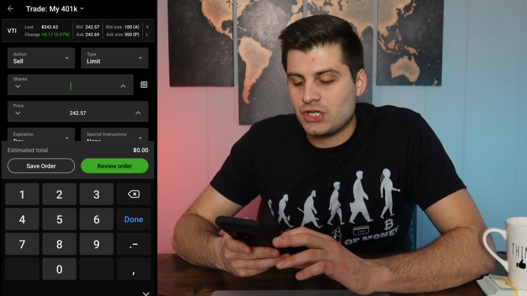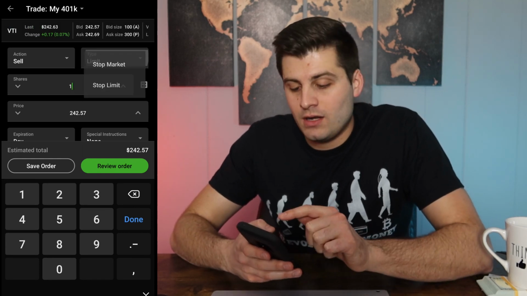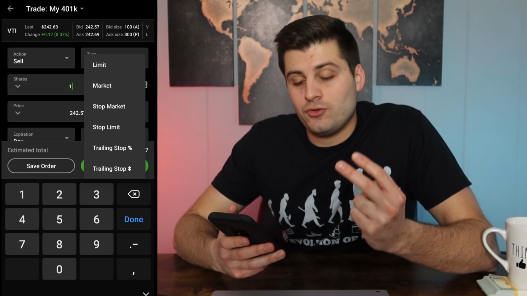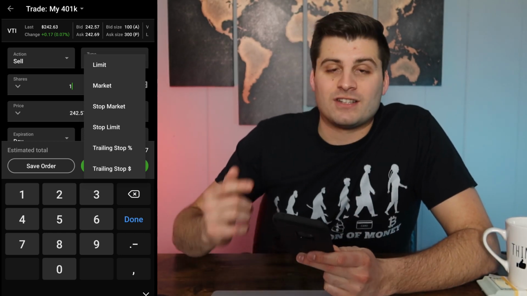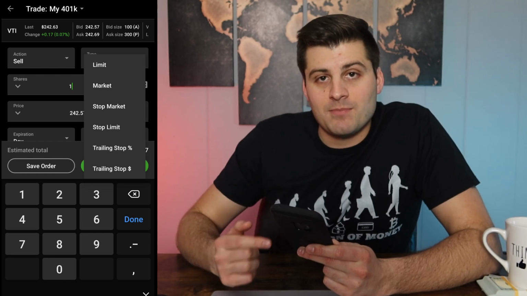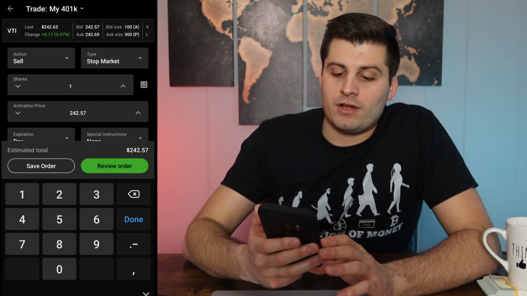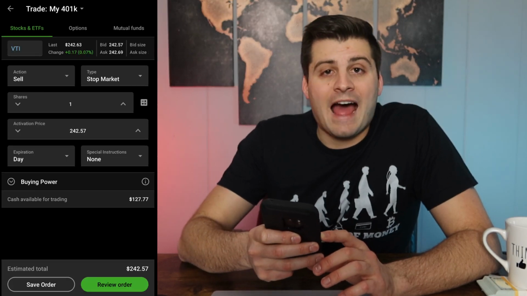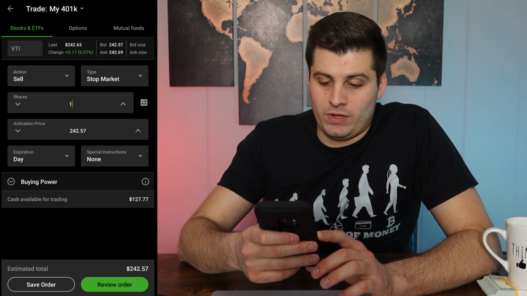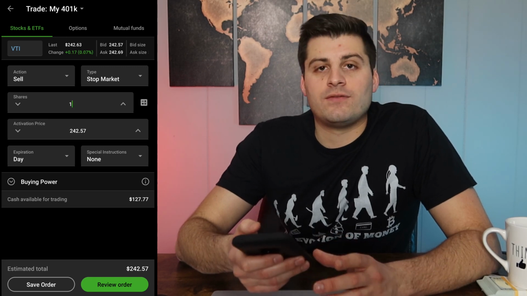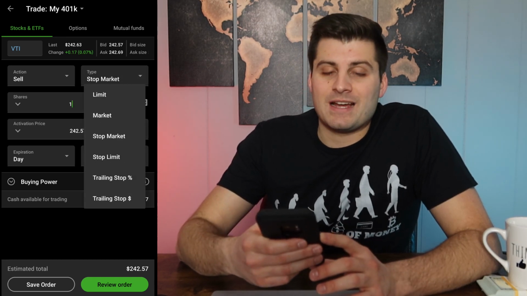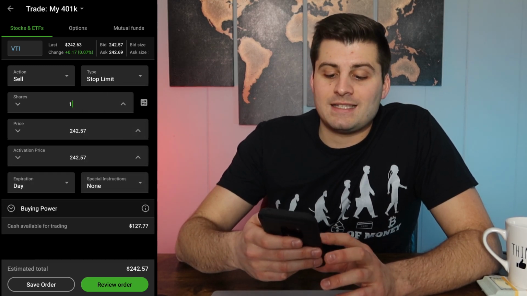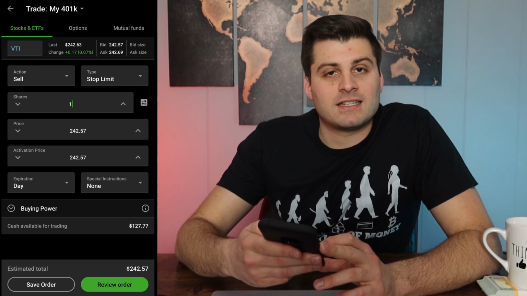We'll say 1 share. So I want to sell 1 share, but when we go to the drop down, we have 2 options here. The only 2 stop orders we have are stop market and stop limit. So let me click on stop market really quick, and you can see we have something called an activation price, which right now is $242.57. But now let's drop down, let's hit stop limit and see what new field we get. So now you can see we got price and then activation price.